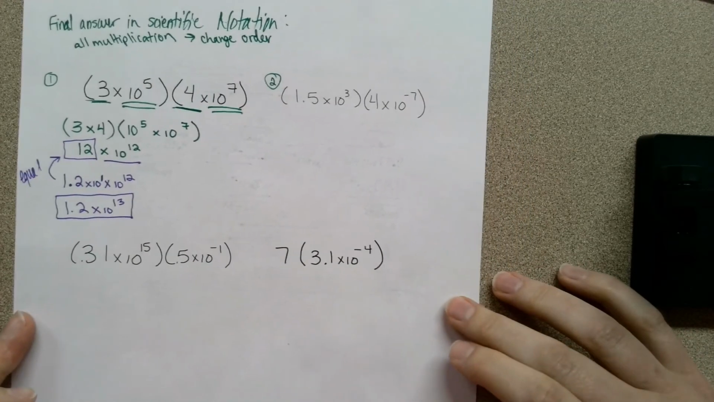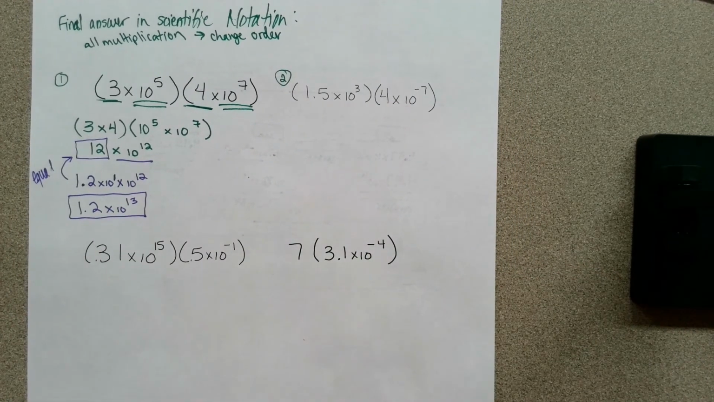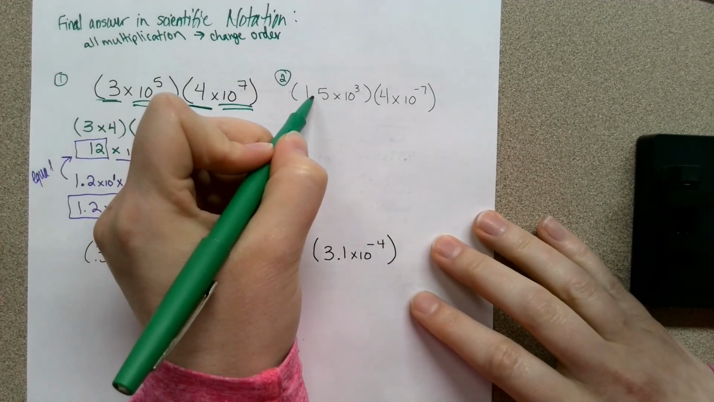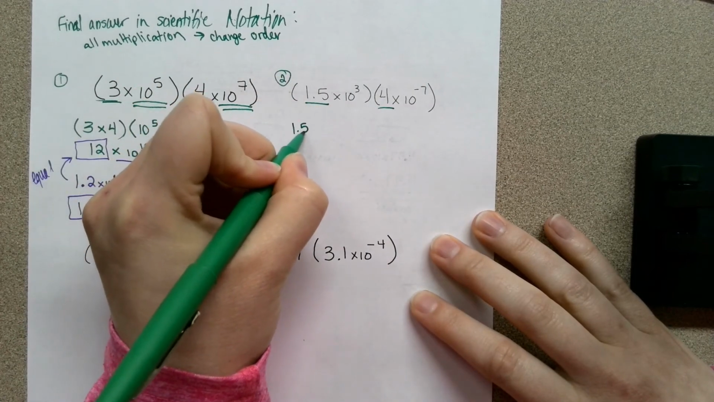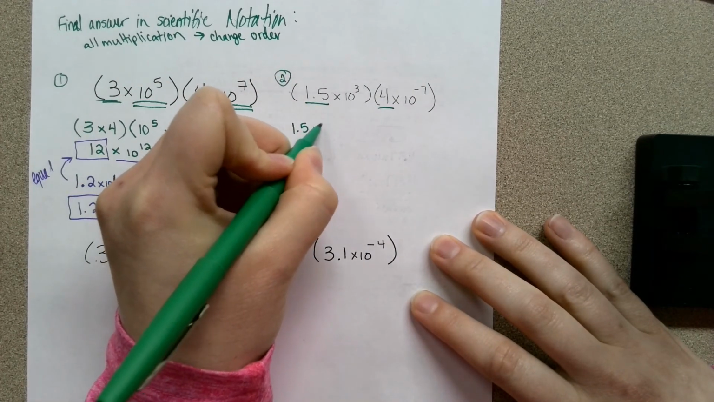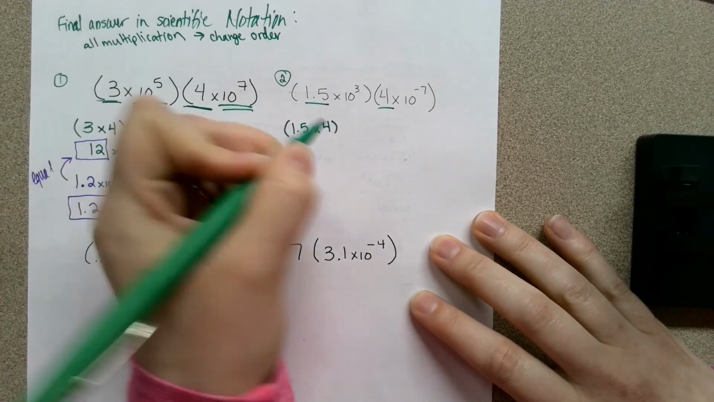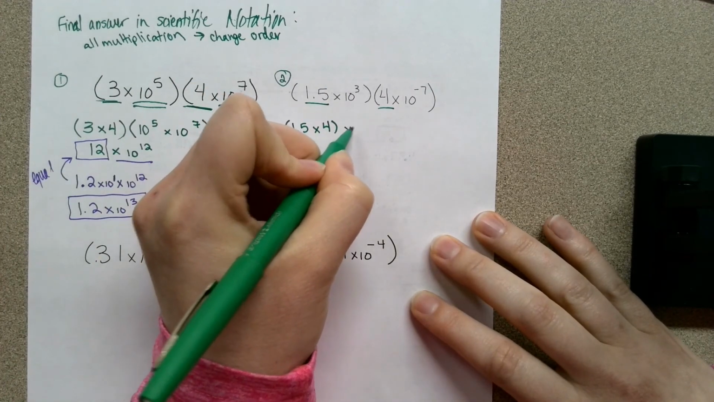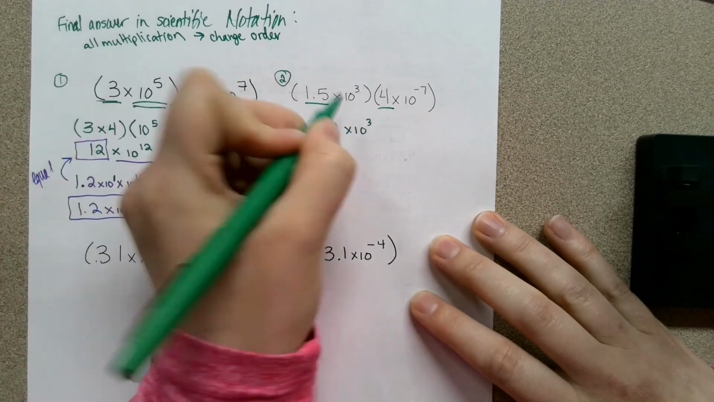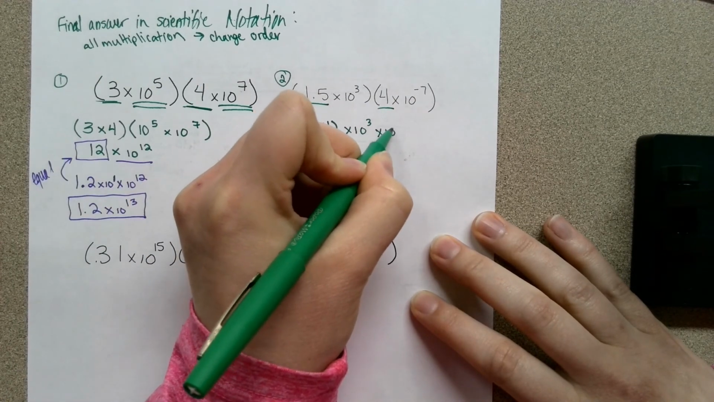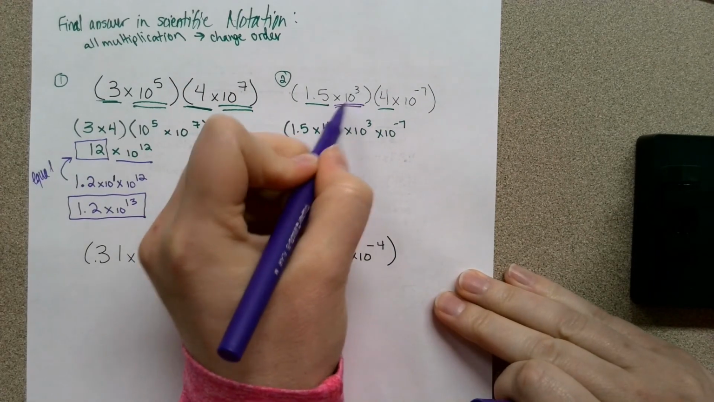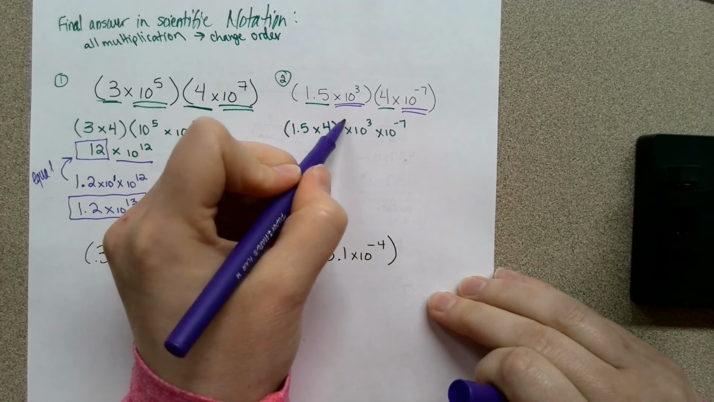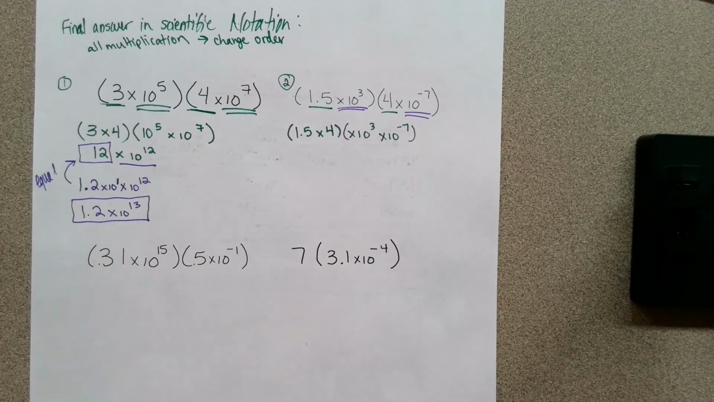If we do that same thing for number 2, we have 1.5 times 4. Those are our lonely numbers, so we'll put them next to each other. And then we also have the times 10 to the third and the times 10 to the negative 7th. Again, they are similar, so they'll be grouped together. But it's still all multiplication. We just changed the order of what's being multiplied.